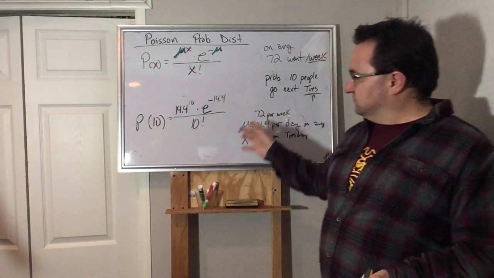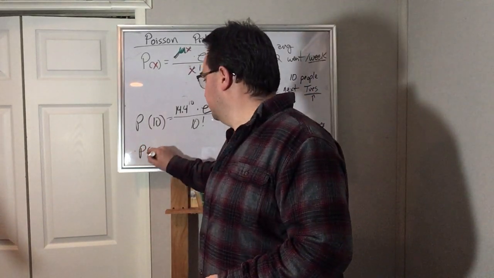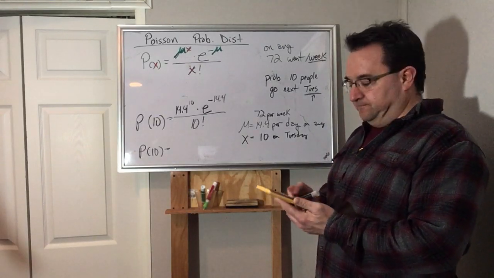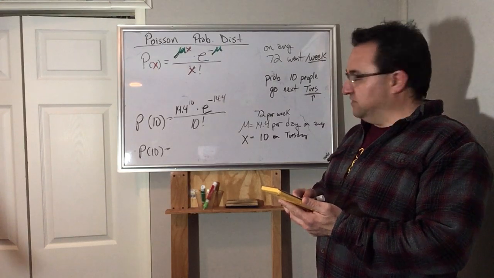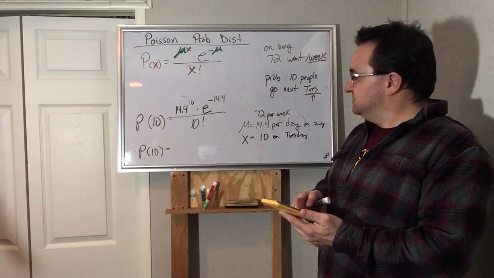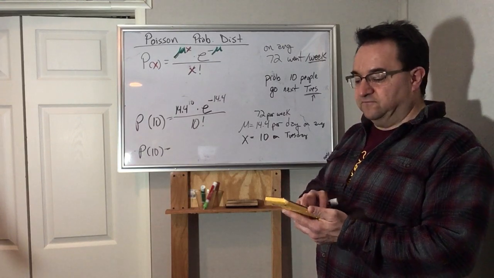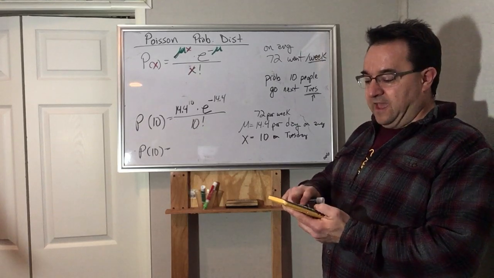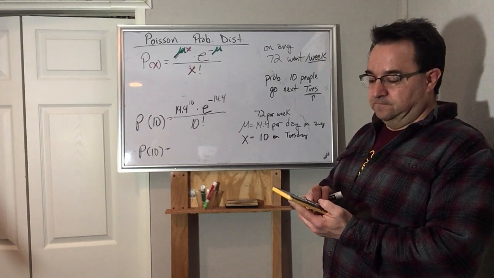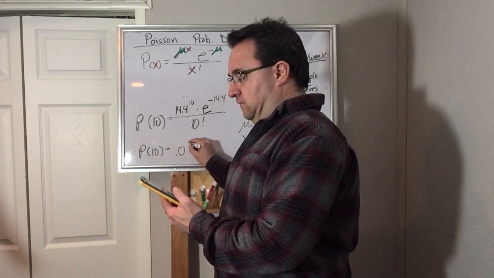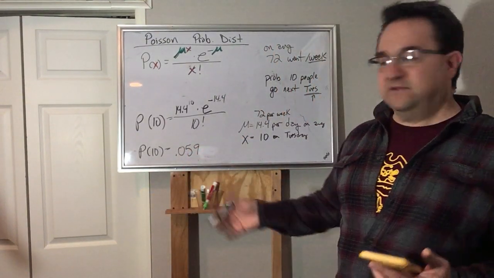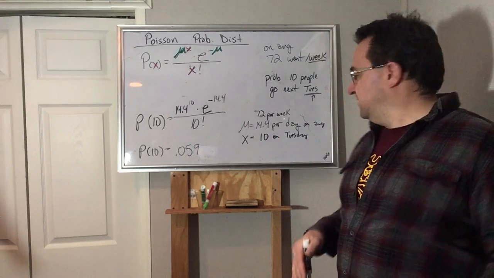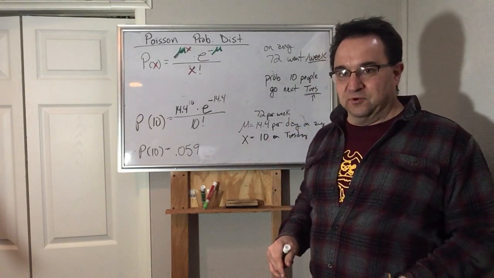So I'm going to have to erase this to write; I guess I can write my answer right here. So 14.4 to the 10 is going to be a big number, but before I press enter, I'm going to put in times second ln, which is e to the negative 14.4. And then I pressed enter. And now I'm going to divide by 10 factorial: math, probability, factorial. And I get 0.059, or 0.058887. So that is about a 6% chance that 10 people would go on Tuesday if 72 on average go per week.